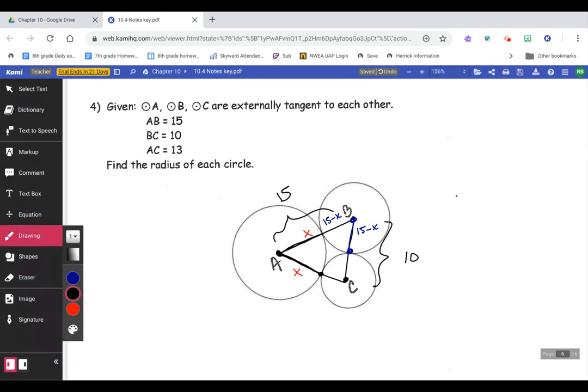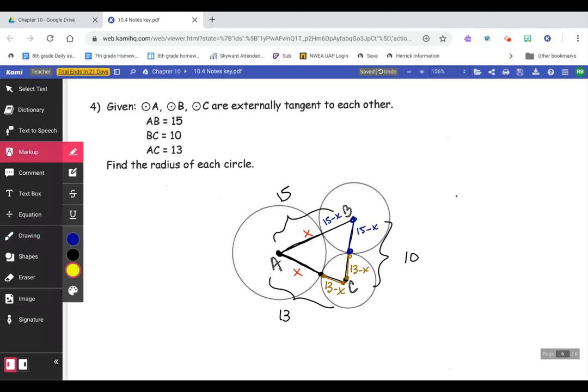I'd like to deal with the radius of circle C on the other side. So let's grab brown. If we know that A to C is 13, this radius from here to here will be 13 minus the X we already took out from circle A. And the radius from here to here is the same, 13 minus X. And you're like, holy cow, Miss Brand, what does all this have to do with each other? Now you're going to concentrate on all of this information. Because B to C is 10, but part of BC is 15 minus X, and part of BC is 13 minus X.